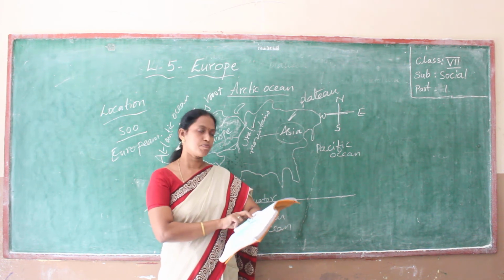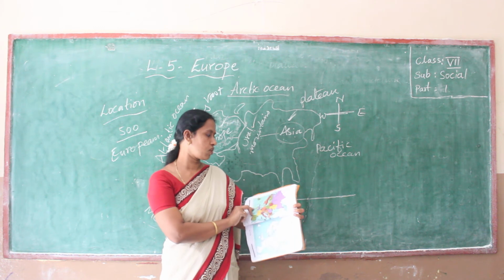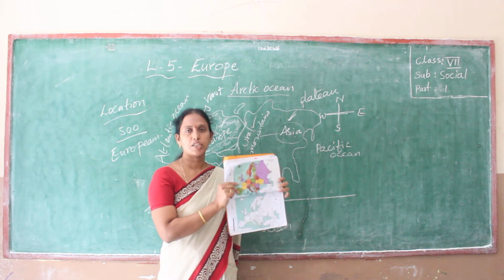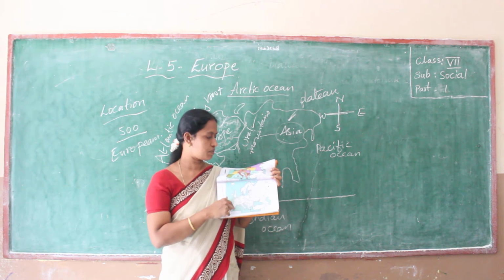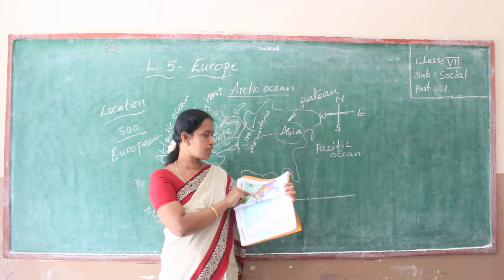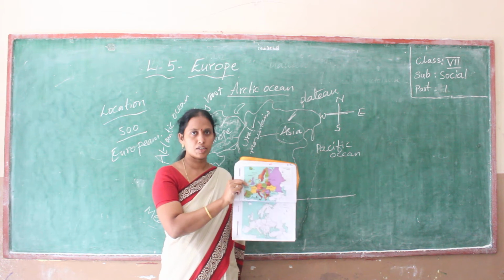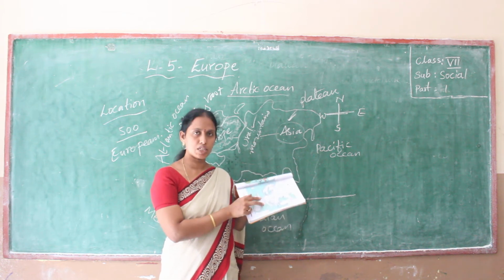See the map on page number 44, the Europe political map given here, and you also have a practice map below that. You can identify the names and places here. And you should practice this map.